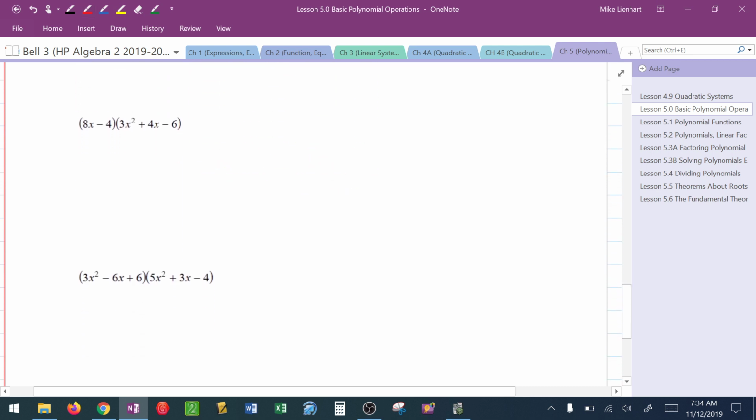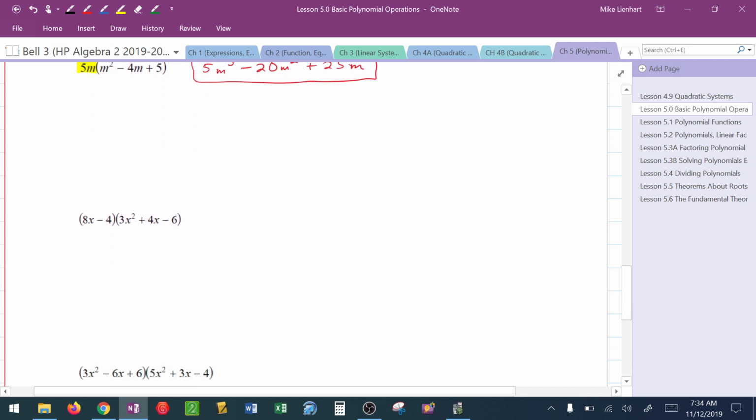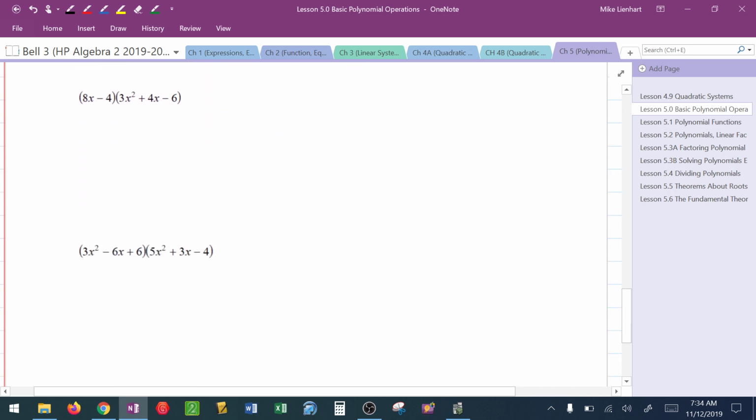All right, let's take a look at this one now. We looked previously at a monomial times a trinomial. What if I have a binomial times a trinomial? Here's the beauty. All I have to do is distribute one piece at a time. So I'm going to distribute the 8x. That gives me 24x cubed plus 32x squared minus 48x.